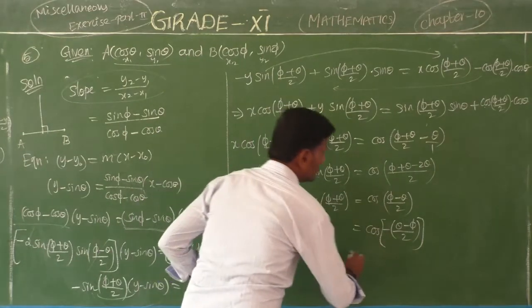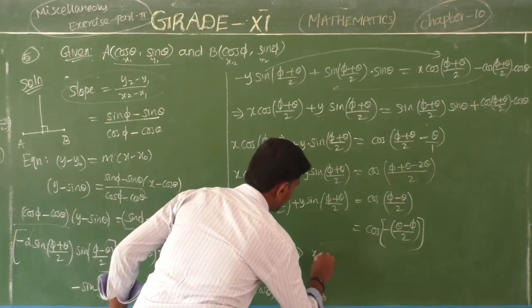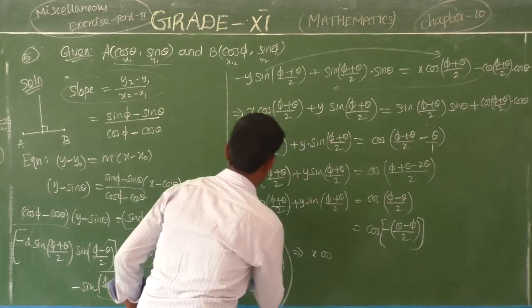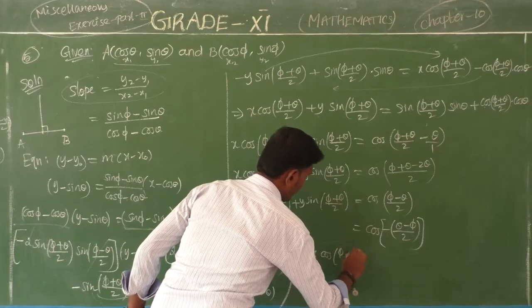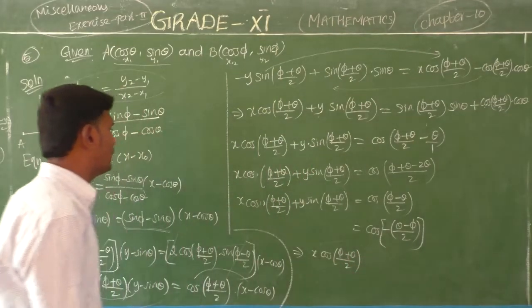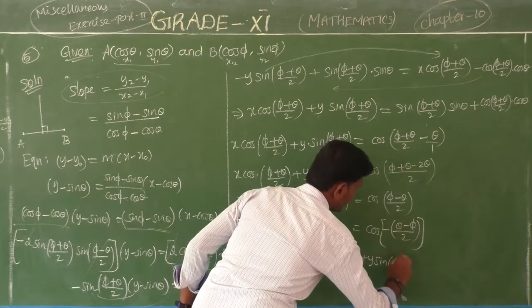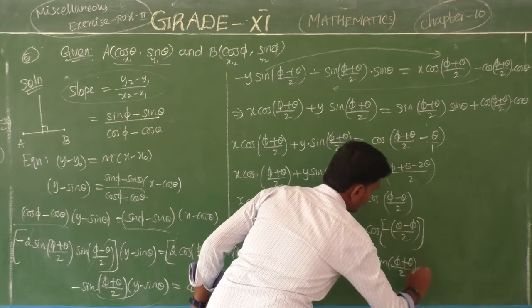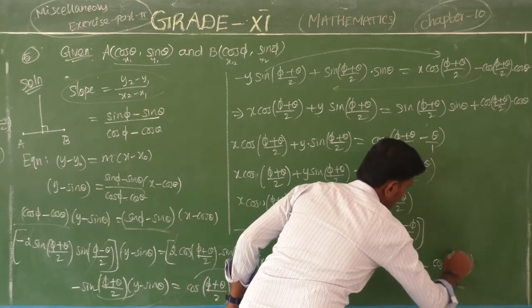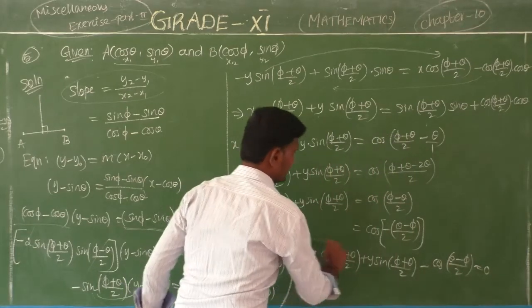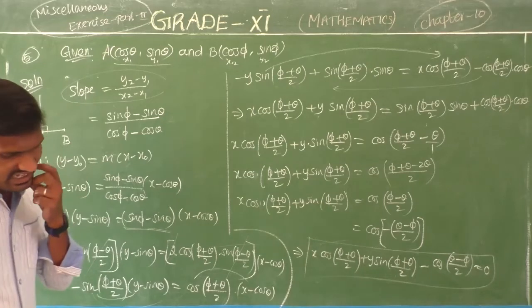Okay students. Now minus what will come? Plus 1 we know. So the final answer: x cos of (5 plus theta)/2 plus y sin of (5 plus theta)/2 minus cos of (theta minus 5 by 2) is equal to 0. So this is an equation of straight line. This is an equation of straight line.